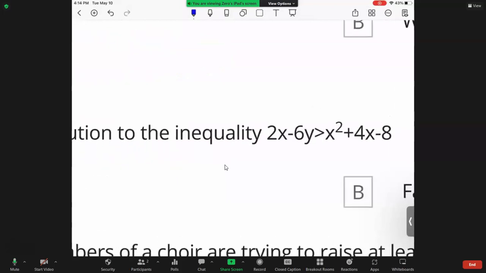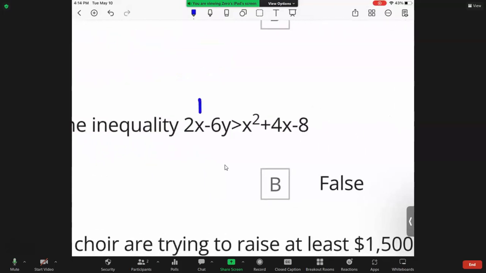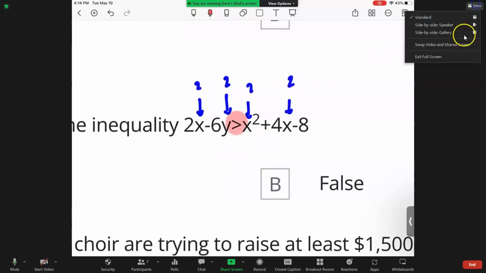So everywhere I see an x, I'm going to plug in a 2. And then since y is the same number, I'm going to plug in a 2 here too, as well. So all those numbers are going to be changed to 2. And I'm going to see if this symbol is true or not. We can use a calculator for that to make it easier.